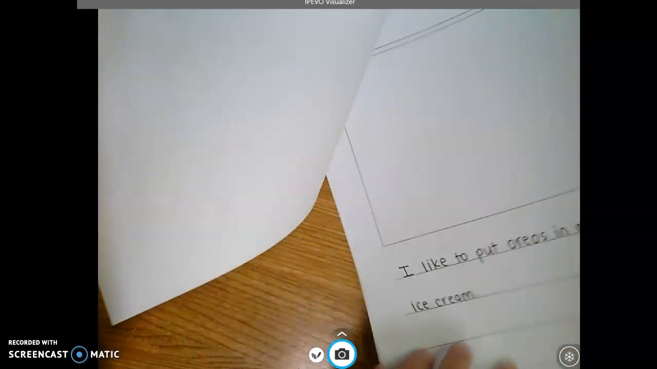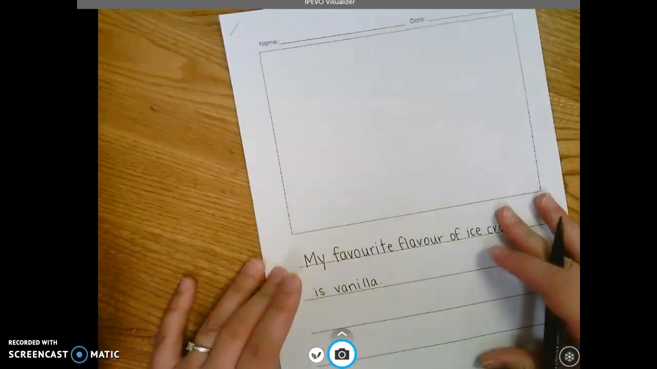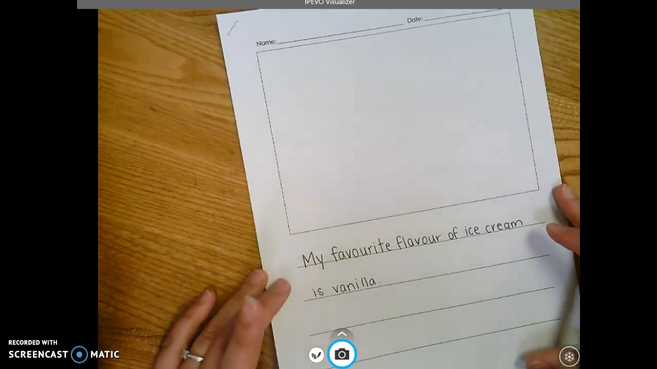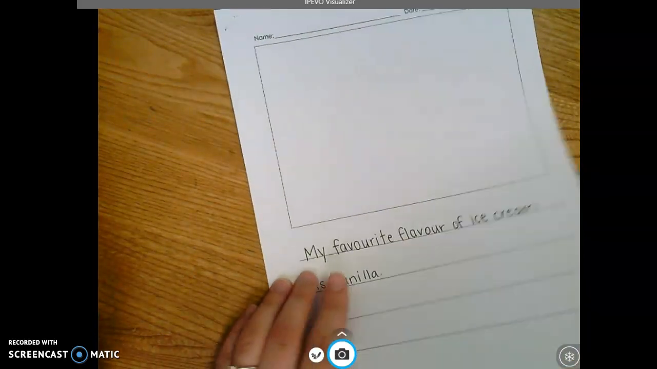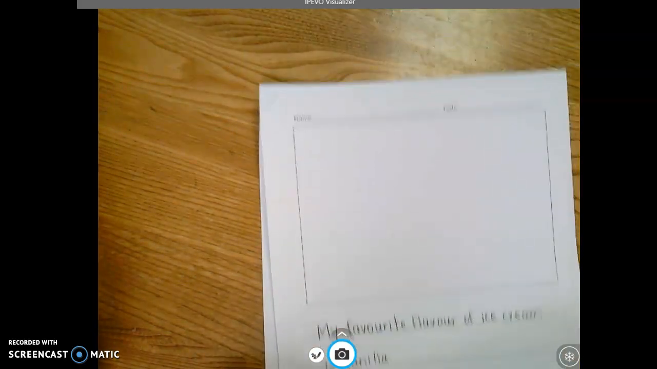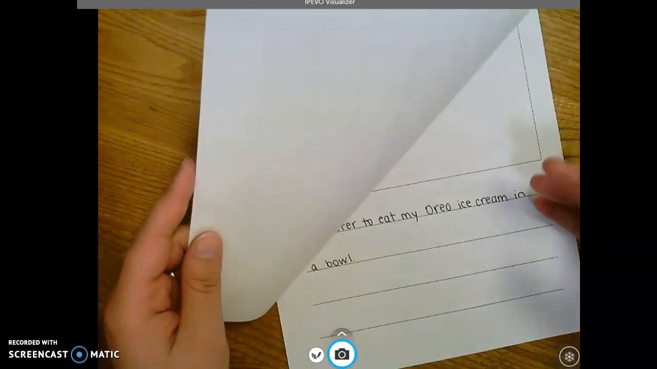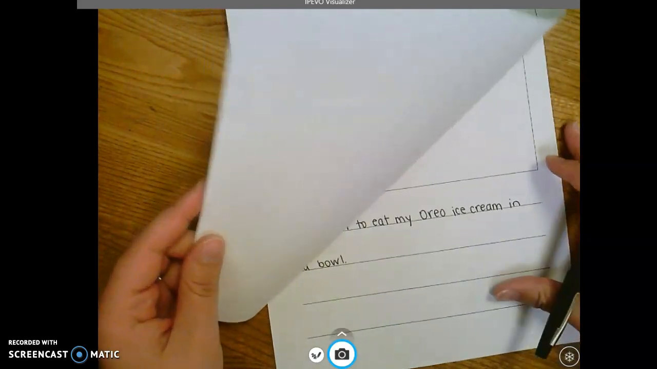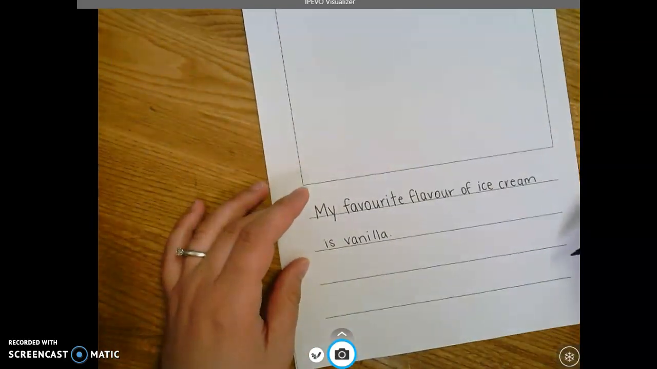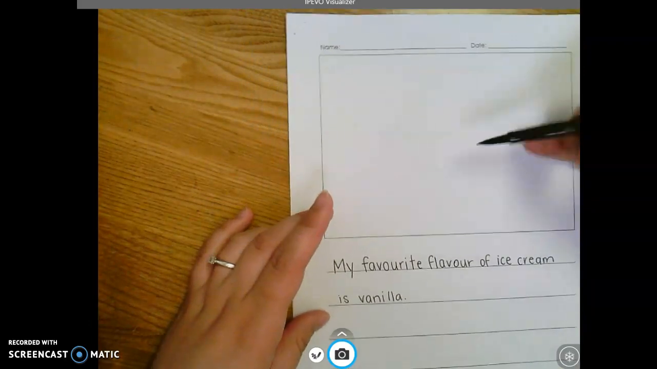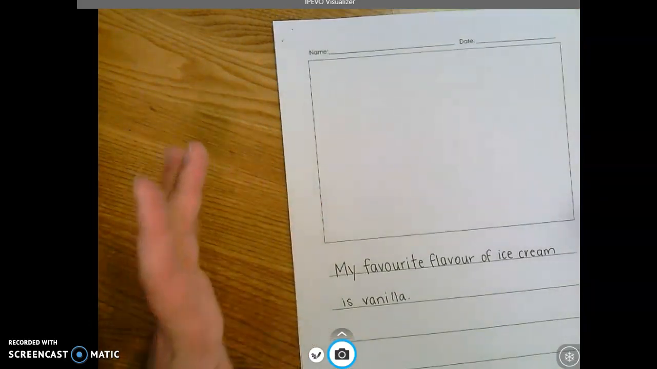Okay. So I've talked here a little bit about what my favorite flavor of ice cream is. The second part of it is why. So instead of putting that I like to eat it in a bowl, I could have explained why vanilla Oreo ice cream is my favorite. I could also add that here. Now the other thing too, I could also draw a picture. So I've got lots of opportunities.